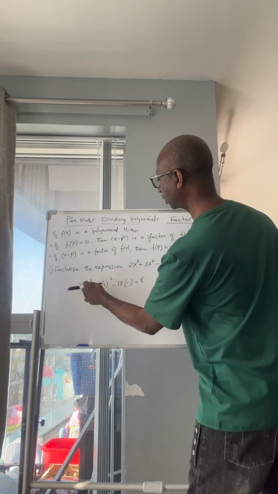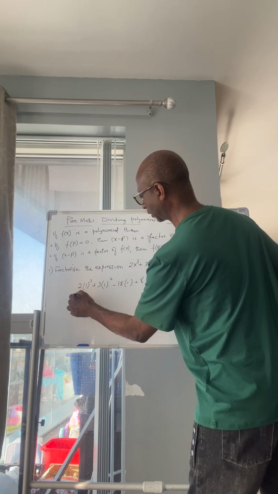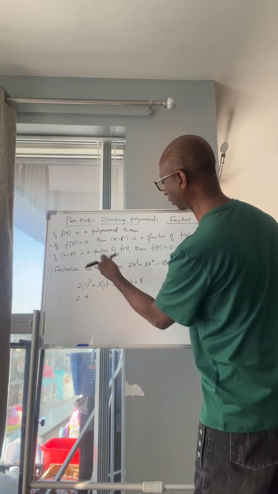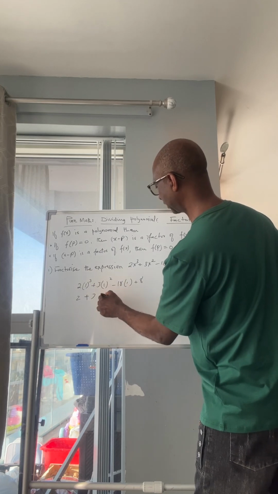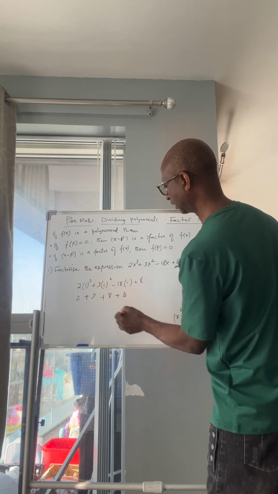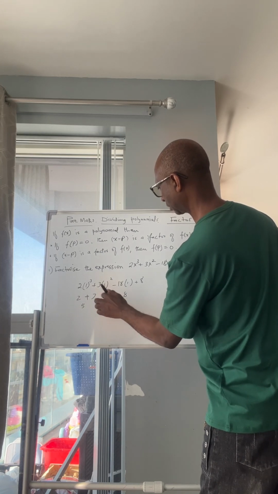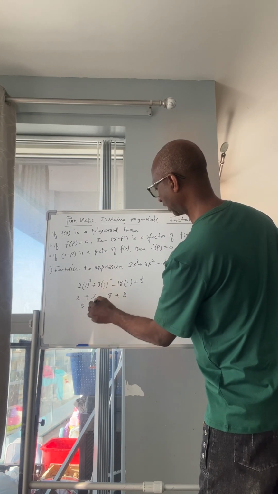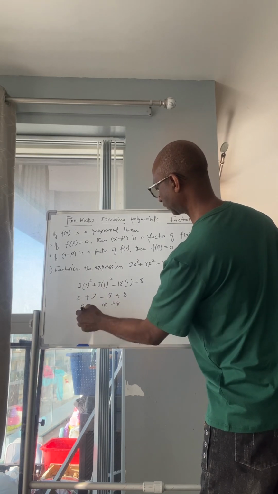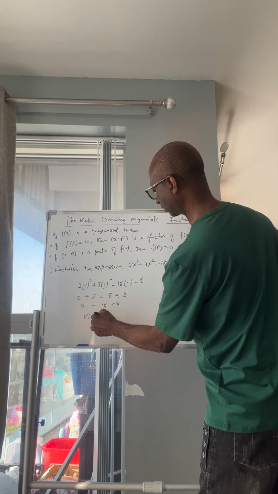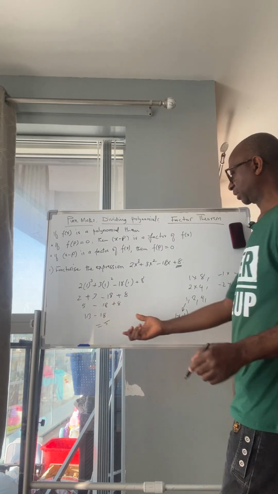So now 1 raised to the power of 3 is just 1. So 2 times 1 is 2, plus again 1 raised to the power of 2 is just 1. This is 3, minus 18 plus 8. So 5 here, minus 18 plus 8. 5 plus 8 gives you 13. 13 minus 18, you get minus 5. Minus 5. So this is not it.